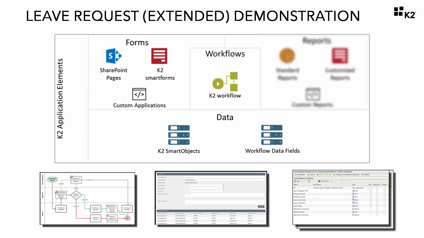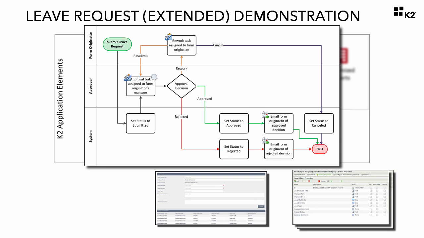Now for the workflow changes in the extended version. We've added two new email notifications in the workflow that get sent back to the leave request originator to let that person know if their request has been approved or rejected. We've also extended this application to allow for a manager or approver to send a leave request back to the workflow originator for a rework, which involved adding a new rework loop into the workflow.